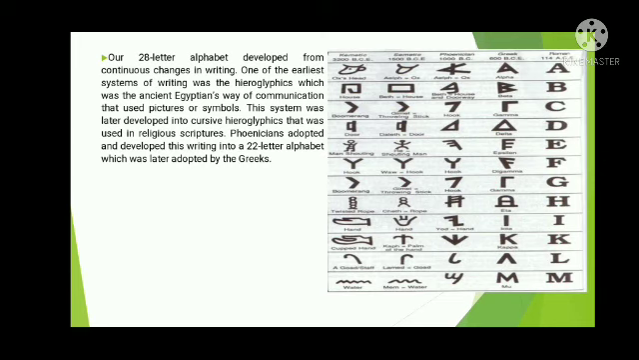Our 28-letter alphabet developed from continuous changes in writing. One of the earliest systems of writing was hieroglyphics, which was the ancient Egyptians' way of communication that used pictures or symbols. The system was later developed into a cursive hieroglyphics that was used in religious scriptures. Phoenicians adopted and developed this writing into a 22-letter alphabet, which was later adopted by the Greeks.